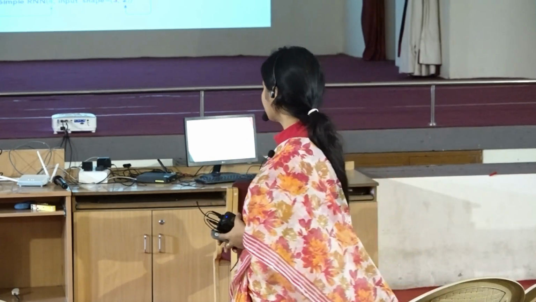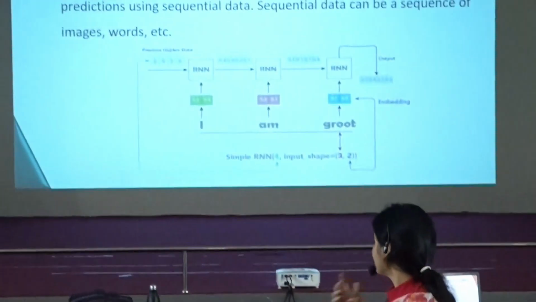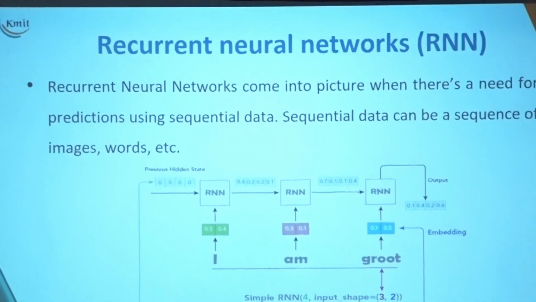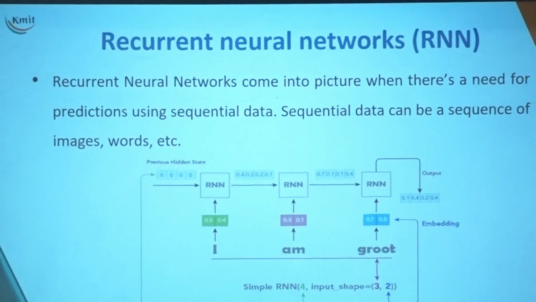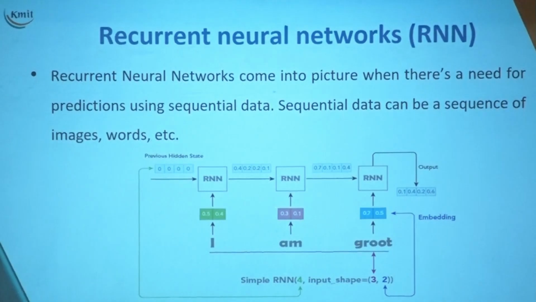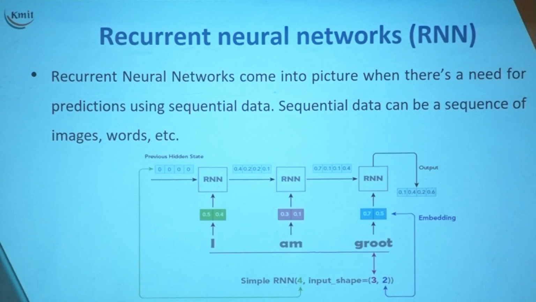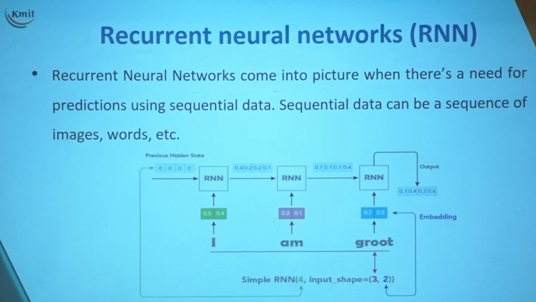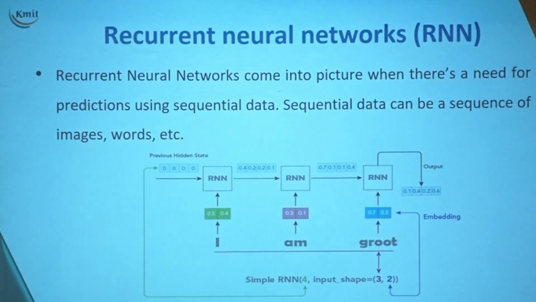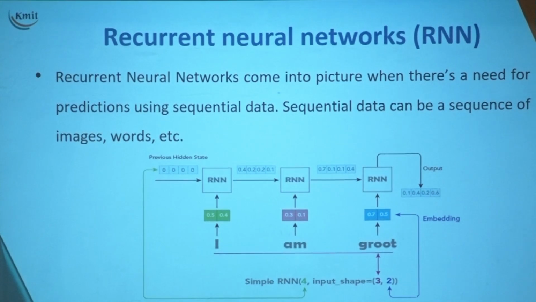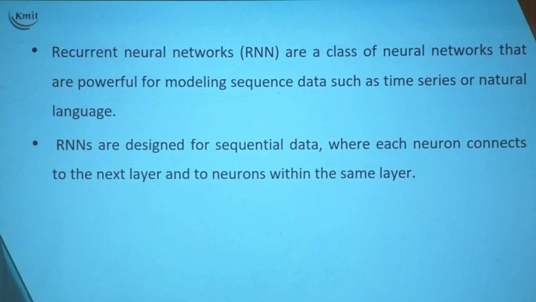Now let's look at the architecture. First read that what is RNN. RNN comes into picture when there is a need for predictions using what? Sequential data. Sequential data can be a sequence of numbers. I forgot to put numbers there. Sequence of what? Numbers, image or text data. Okay. Now look at the architecture. I'll explain the architecture later.